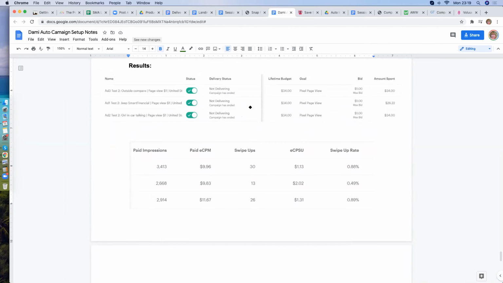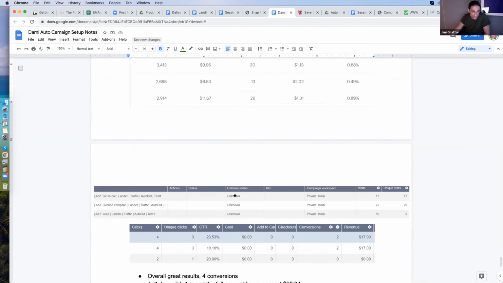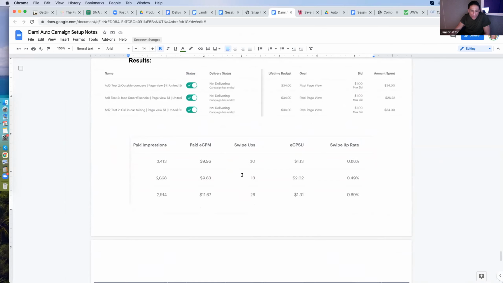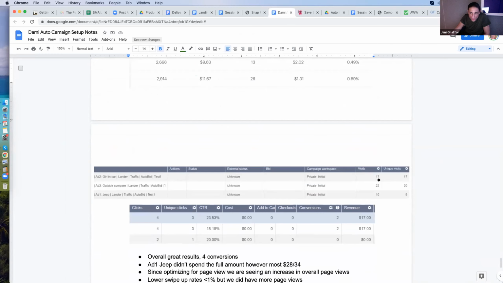Yeah, so 3 is on the top. 3, 1, 2. Then here we've got 2. Okay, so let's see. Ad 3 got 30 swipe ups, and in volume it showed 22, so a good ratio.